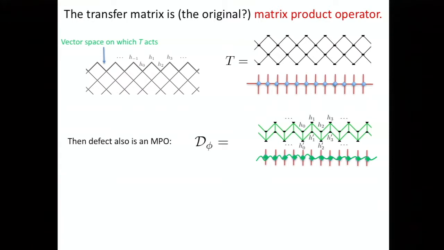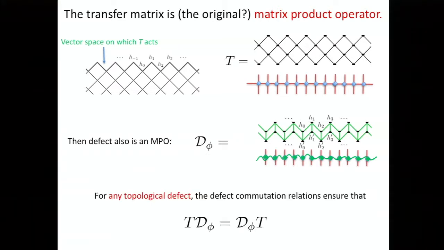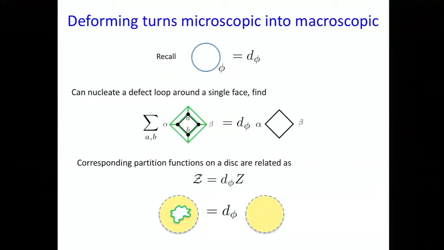So this is for the defect line, to create a horizontal defect line labeled by whatever field phi. So in Ising, if you wanted the duality defect, phi would be the sigma, and so forth. But then the key thing, what the defect commutation relations get you, is that this operator commutes with the transfer matrix. And so just draw pictures. It's no more work. Once you've defined that, you just draw pictures.